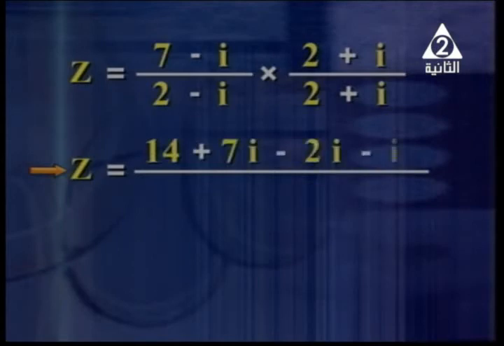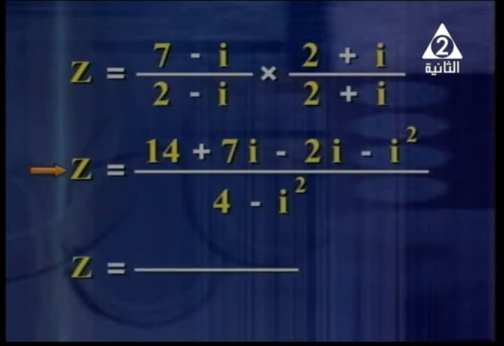Remember, dear student, when we multiply in the denominator 2 minus i by 2 plus i, we multiply first times first, second times second. First times first is 4, i times i with the negative sign gives negative i power 2, which equals positive 1. The denominator becomes 5. But look at the numerator: 7 times 2 is 14, 7 times i is 7i, negative i times 2 is negative 2i, negative i times i is negative i power 2. In the denominator, 4 minus i power 2. Look at i power 2, remember, equals negative 1.